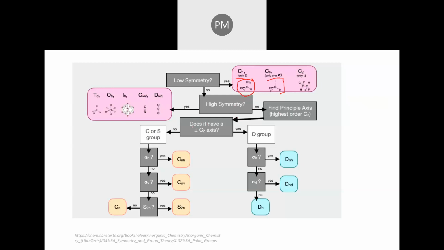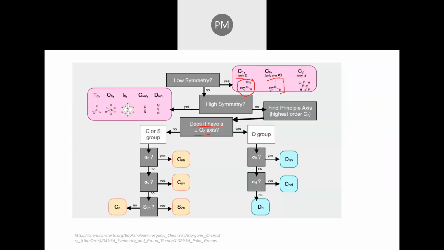Then we have to find out whether the principal axis is perpendicular to the C2 axis. If there is more than one C2, we find out if the principal axis is perpendicular to the C2 axis. If yes, then it is a D group element. If no, then it is a C or S group element.